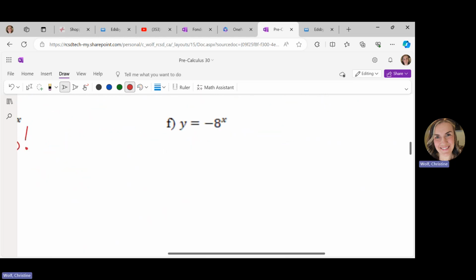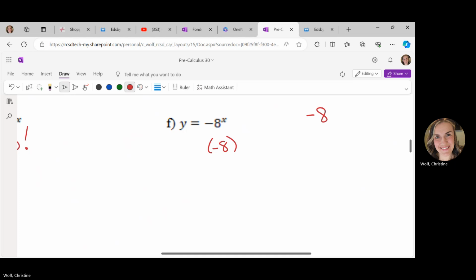What about this one? Yes or no? Why? Our base is not negative. Our base is positive here. In order for a base to be negative, it would need to look like that. We learned this in grade 9. Little trip down memory lane.